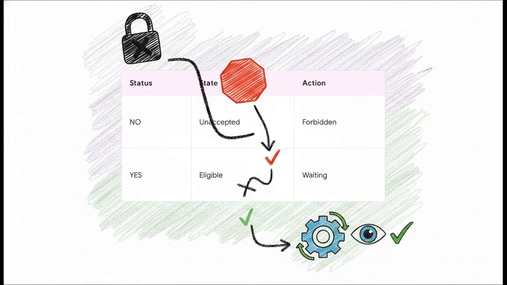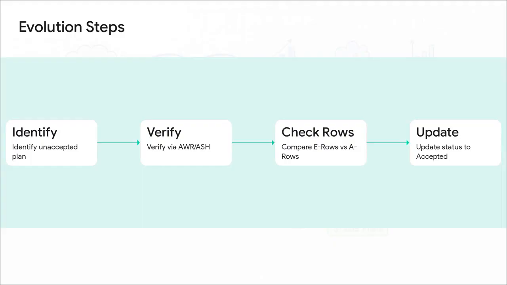When the optimizer generates a new execution plan that doesn't match your baseline, SPM automatically captures it and drops it into the DBA SQL Plan Baselines view. But it sets the accepted flag to no, so it's basically just sitting there, waiting in quarantine for you to verify it. And here's how you safely evolve it.